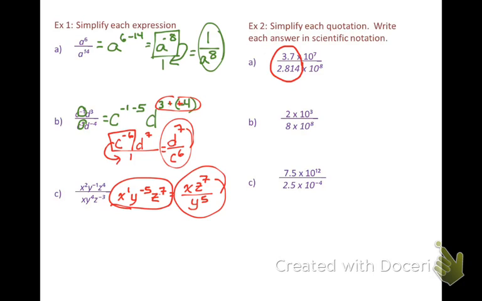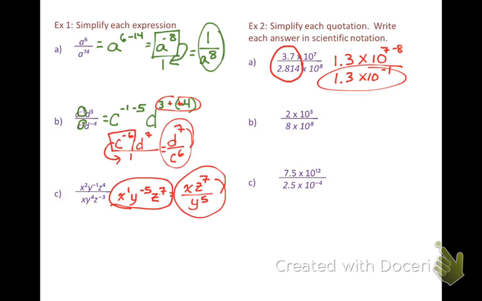And I would round it to the nearest tenth. So it's going to be 1.3 times 10, and you're going to subtract 7 minus 8. So it's 1.3 times 10 to the 7 minus 8, which is negative 1. And 1.3 is between 1 and 10, so it is in scientific notation form, and that's all you're going to do.